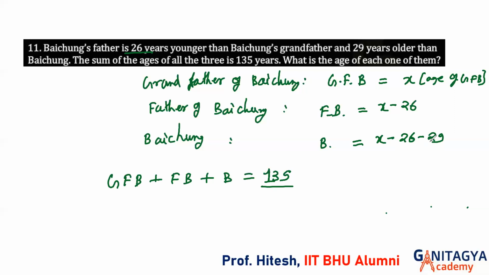Okay, so grandfather of Baichung is x, father of Baichung is x minus 26, and Baichung is x minus 26 minus 29, that is x minus 55. So the sum is 135. Okay, understood?